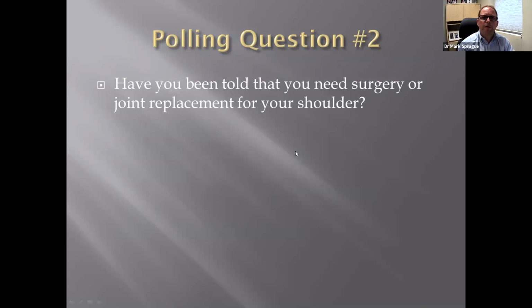So time for polling question number 2. Have you been told that you need surgery or joint replacement for your shoulder? Go ahead and get that posted for you, and we'll appreciate any feedback that you have on that.